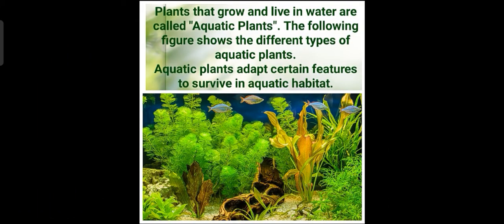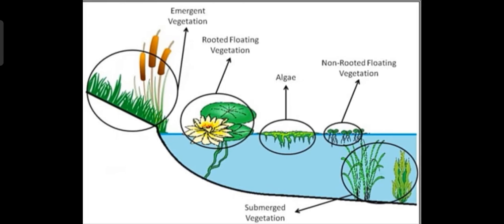Plants that grow and live in water are called aquatic plants. The following figure shows the different types of aquatic plants. Aquatic plants adapt certain features to survive in an aquatic habitat. Let's look at this figure. As you can see, there are a few kinds of vegetation: emergent vegetation, rooted floating vegetation, submerged vegetation and non-rooted floating vegetation. So, what are these kinds of vegetation?